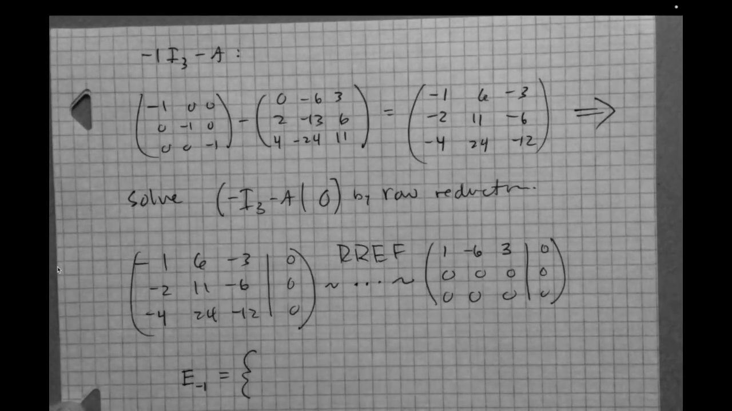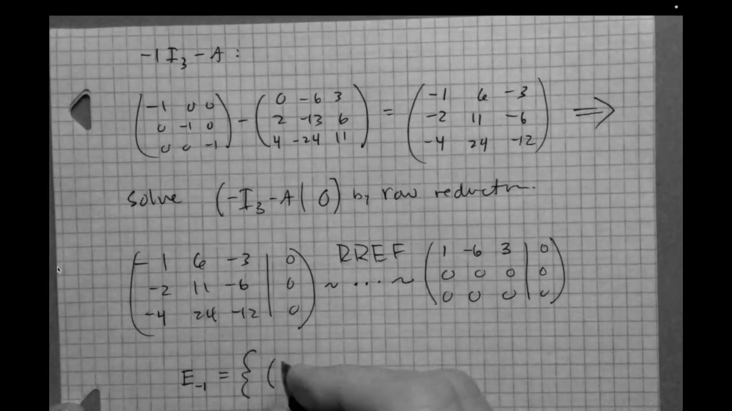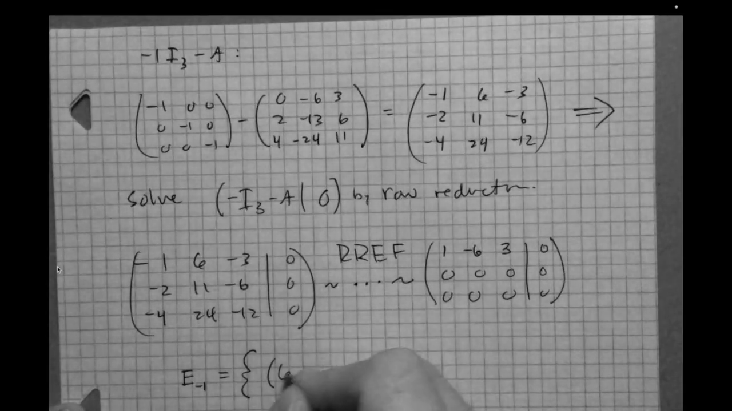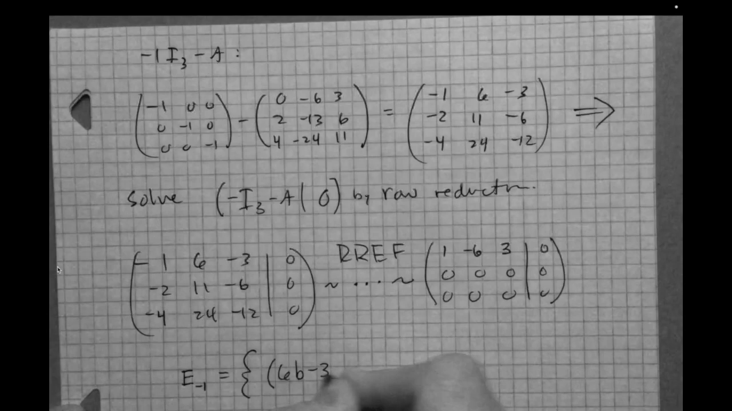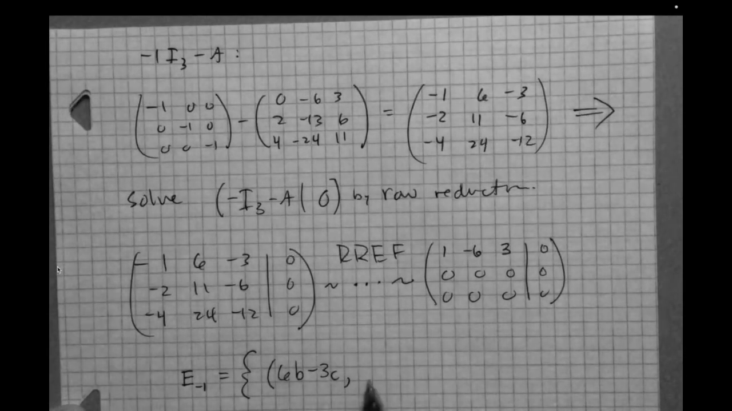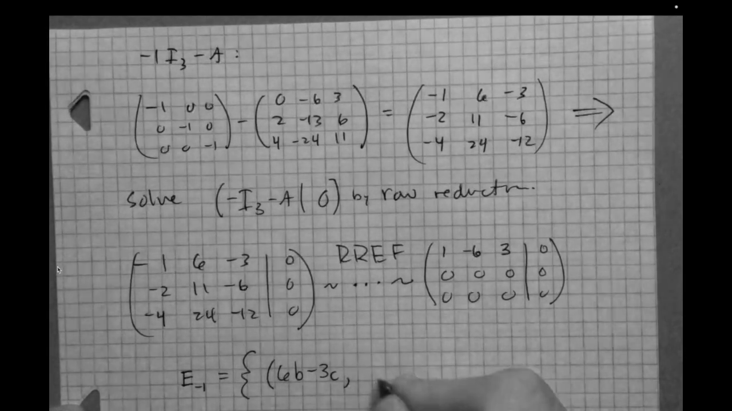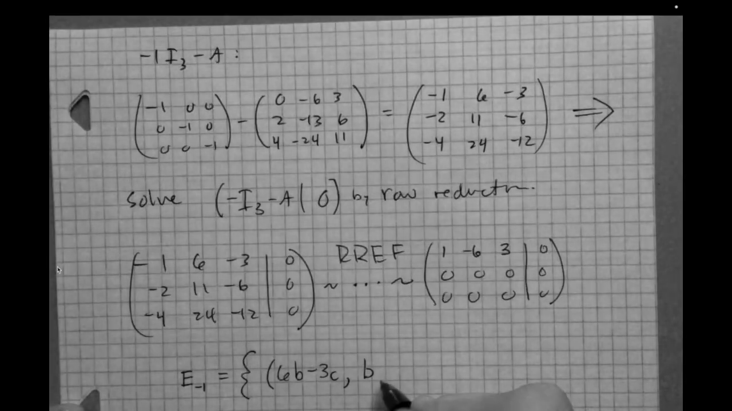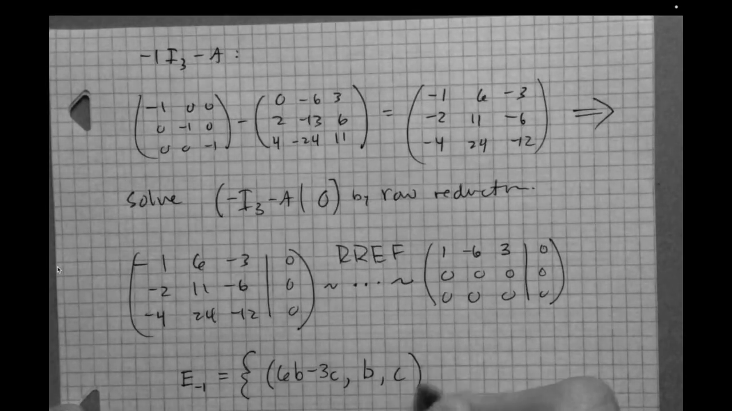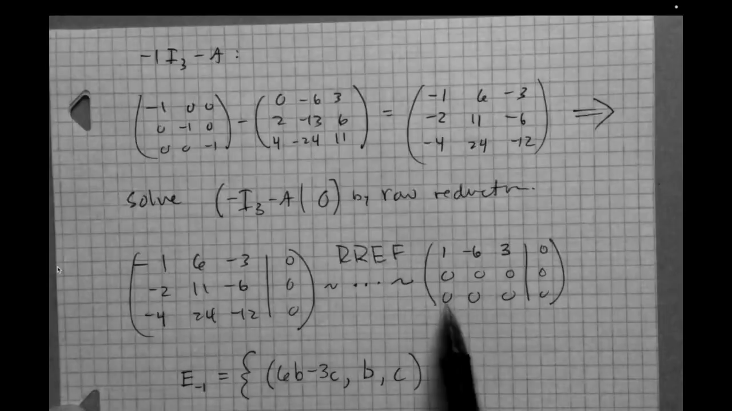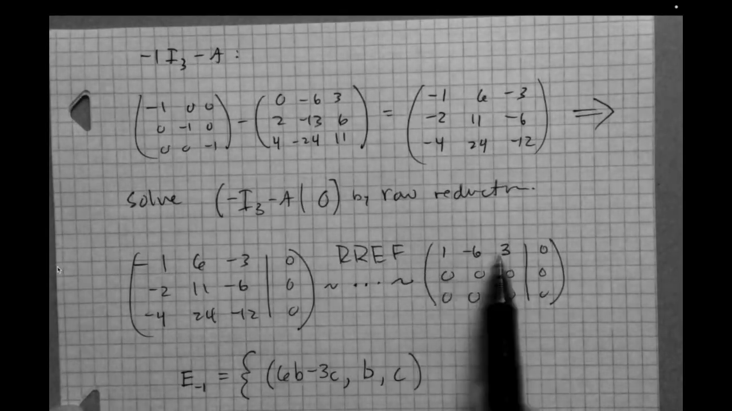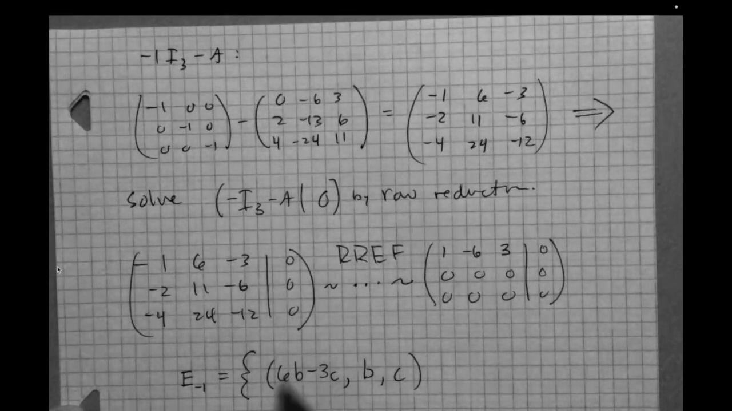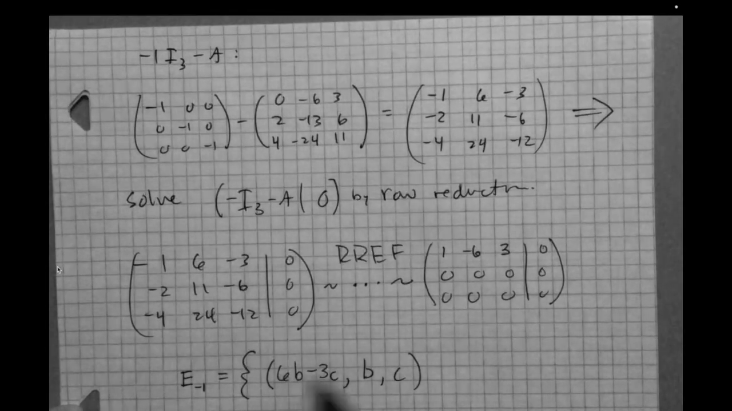Essentially the form of the eigenspace is going to be this. It's going to be 6b minus 3c, right? That's the first component. The second component is b, it could be any real number, and the third component is going to be c, right? B and c are independent, right? The first component is the only one that's dependent, right? So whatever you plug in for b and c, it dictates what the first component is.